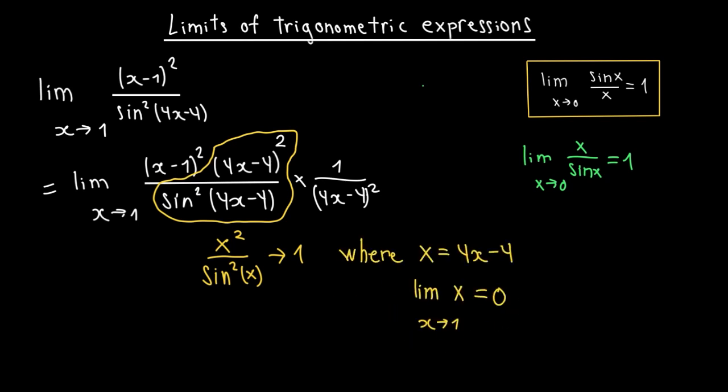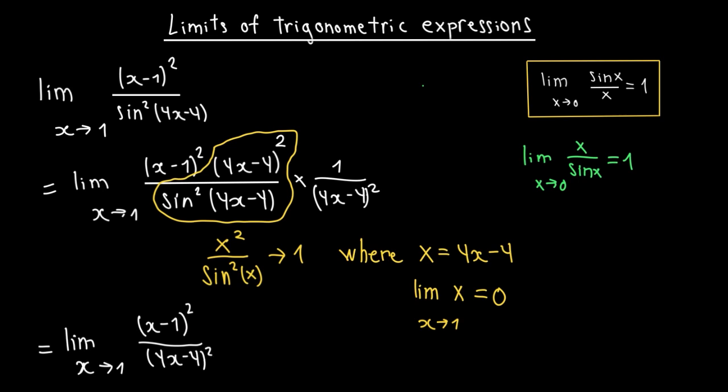And what's great about using this limit is that now we have considerably simplified our problem. Indeed, now we just have the limit as small x tends towards 1 of x minus 1 squared divided by 4x minus 4 squared.